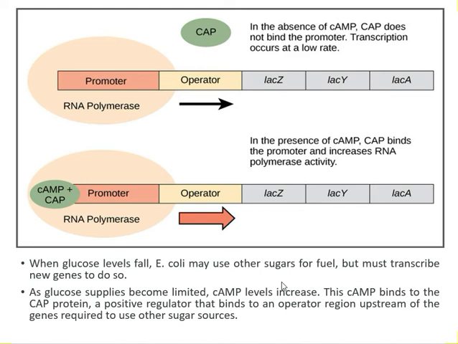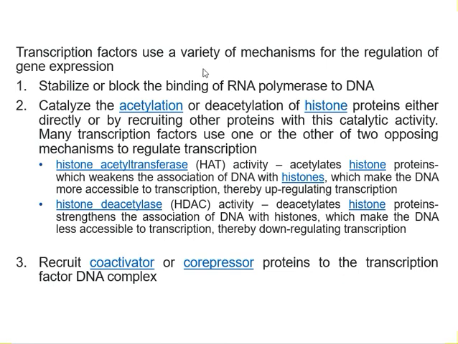So, the cyclic AMP binds to the CAP protein, a positive regulator that binds to a region upstream of the genes required to use other sugar sources. So, in this case, CAP can be considered an activator. Now let us go to the mechanisms used by transcription factors to regulate gene expression. First, these transcription factors can either stabilize or block the binding of RNA polymerase to DNA, thereby activating or blocking the transcription process, as we saw earlier.